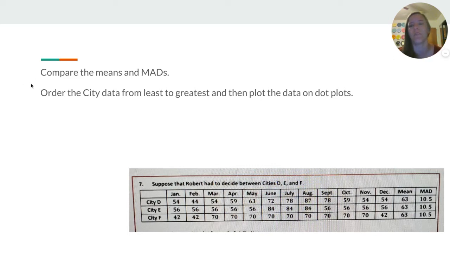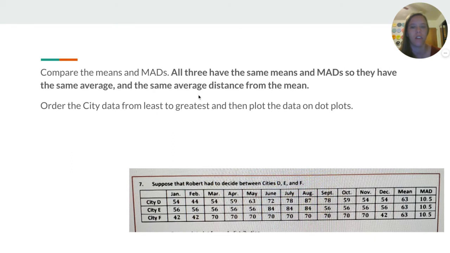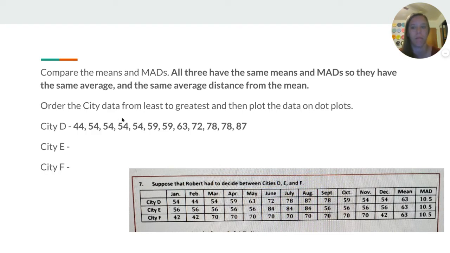Okay, so here we're going to compare the means and the MADs. So they all have the same mean, they all have the same MAD. So that means that they're the same average and the same average distance from the mean.